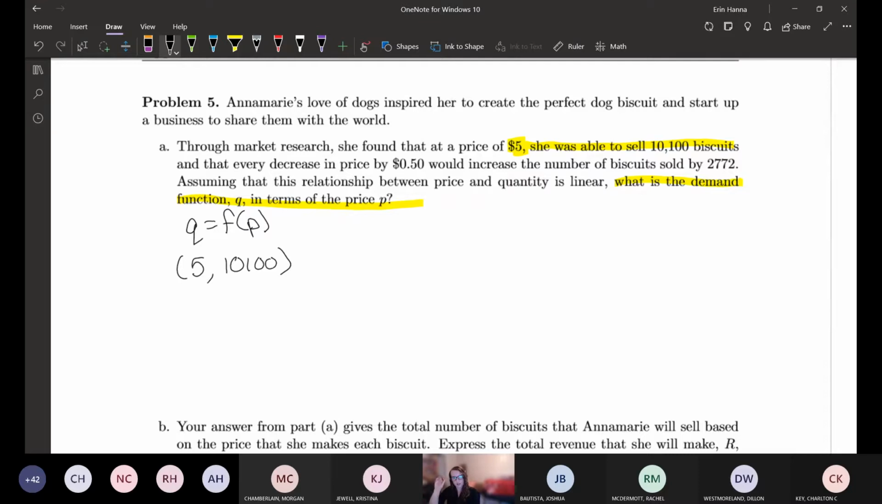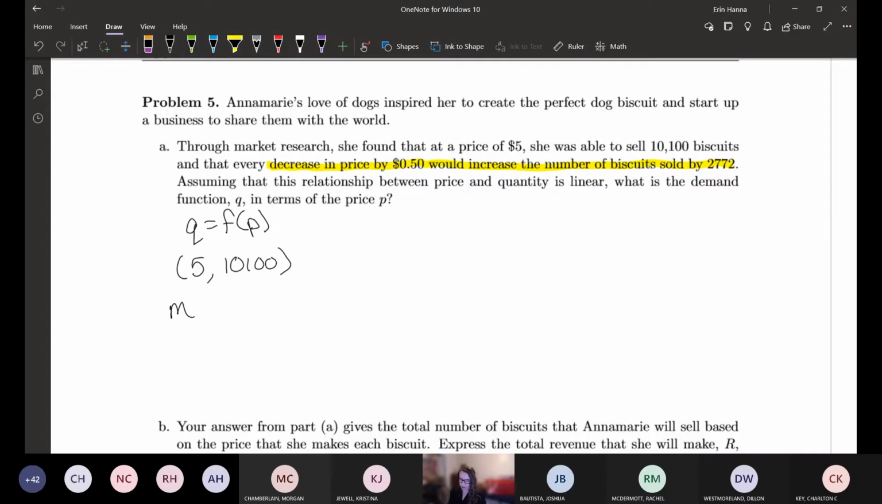Now this is slightly different than the homework, because in the homework, they give you 2 points. Here, what they give us is a point and a slope. They actually tell us what the slope is. So in your homework, you'll have a second point and then have to find the slope. But here, we have every decrease in price by 50 cents would increase the number of biscuits sold. So let me erase the other things so that it's only highlighting one thing. A decrease in price of 50 cents would increase the number of biscuits sold by 2,772.